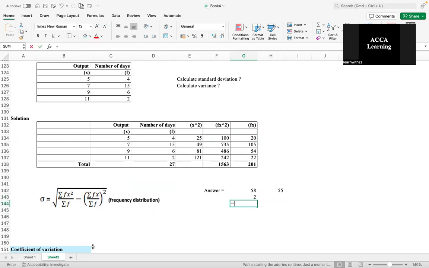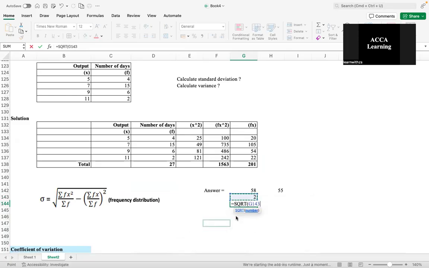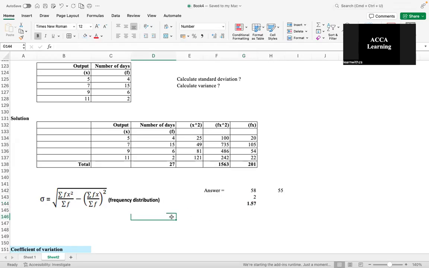So the square root of this, your answer comes out to be, rounded to 2 decimal places, 1.57. Okay. So this is your answer for standard deviation.